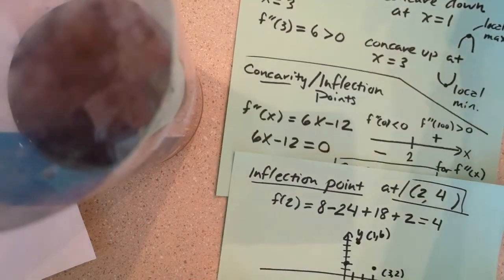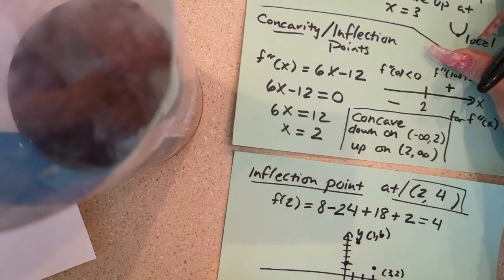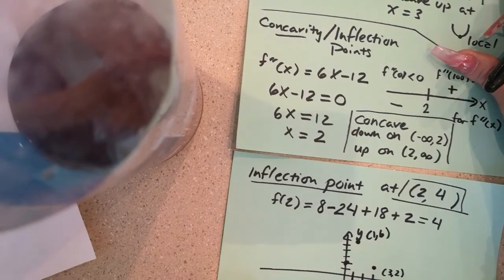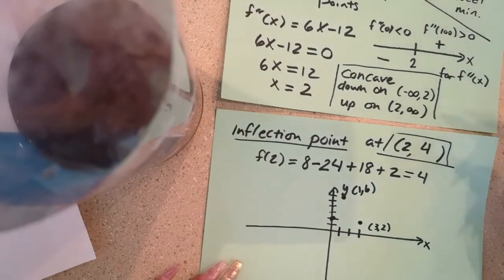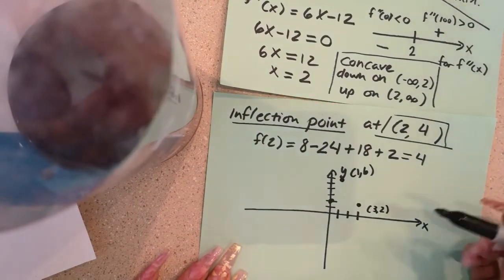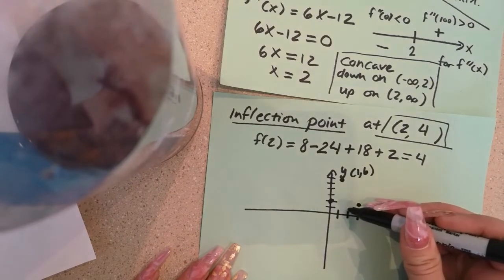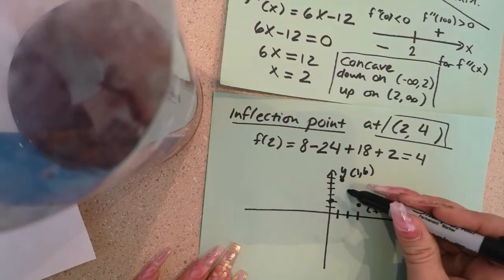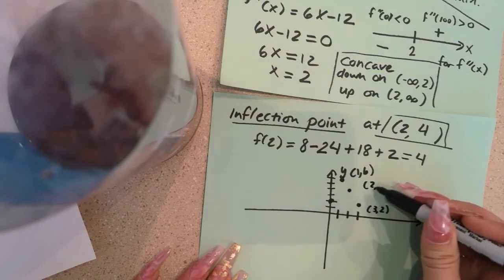Anything else here? I found the intervals of concavity. Okay, maybe I'll come back to that. Let me put in my inflection point. Start with the points and then add in the intervals. So let's see, 2, 1, 2, 3, 4. There's an inflection point.